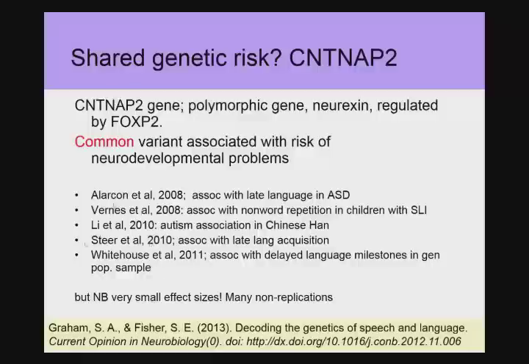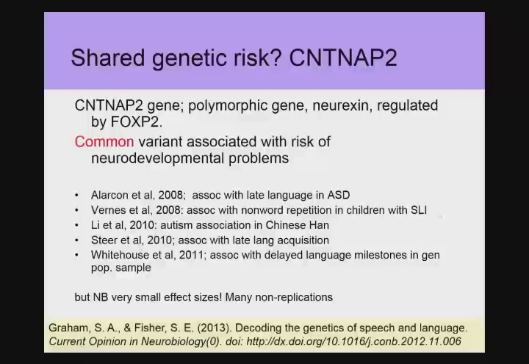But there are these studies, I won't bore you with the details of all of them, but starting with a study that suggested that a particular version of this gene is associated with late language development in autism spectrum disorder, and then a big study on non-word repetition, my favourite task in SLI, showing an association between versions of this gene. Another one done in China, late language, two studies there, one in a normal population.